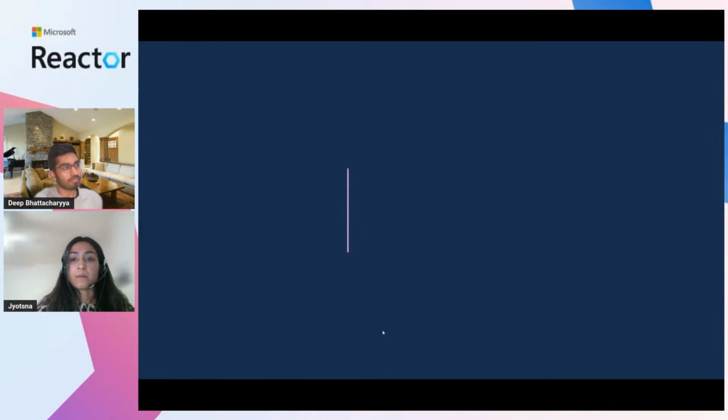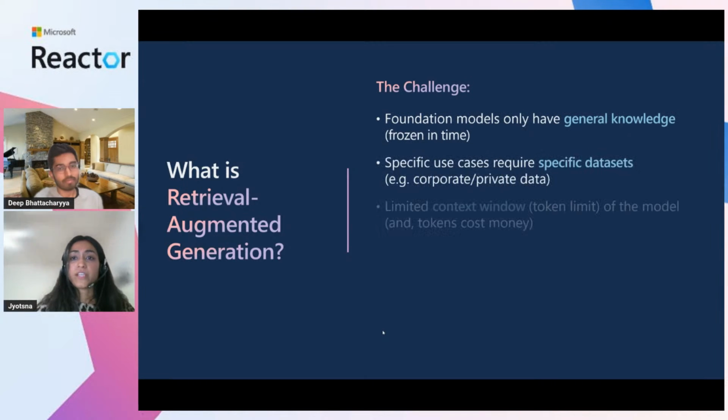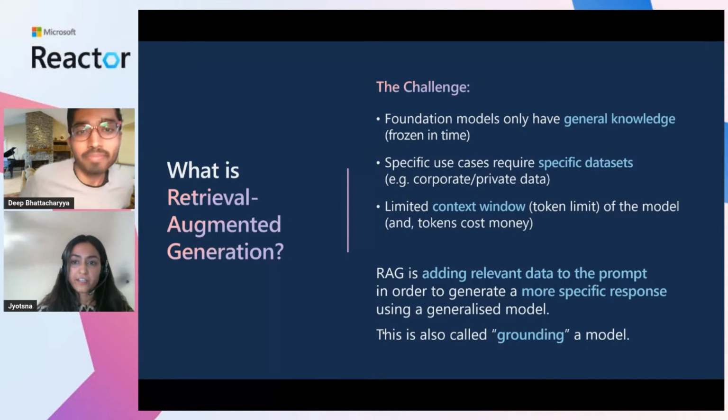So on the next page there, we can see that the challenge behind foundation models is that we only have general knowledge that is frozen in time. So it's not giving us the most up-to-date information. Specific use cases require specific data sets. So like our example below, you won't have your company documents readily available using a foundation model. And lastly, it has a limited context window, which does incur costs with repeated use.